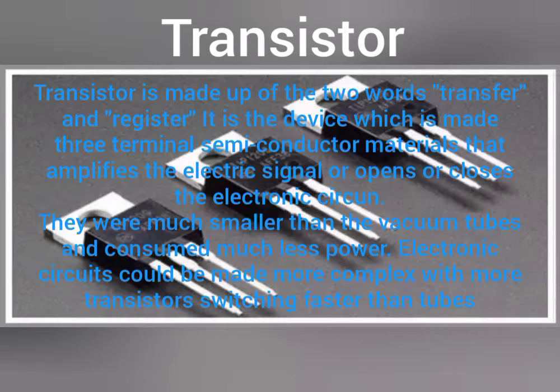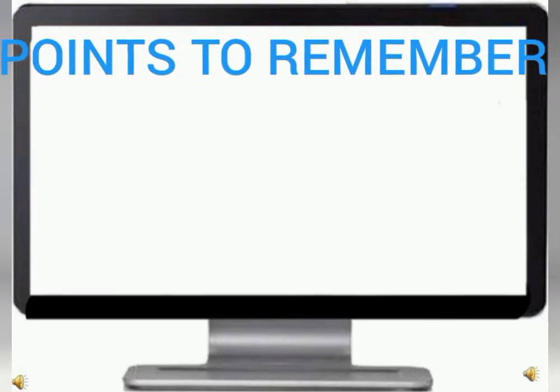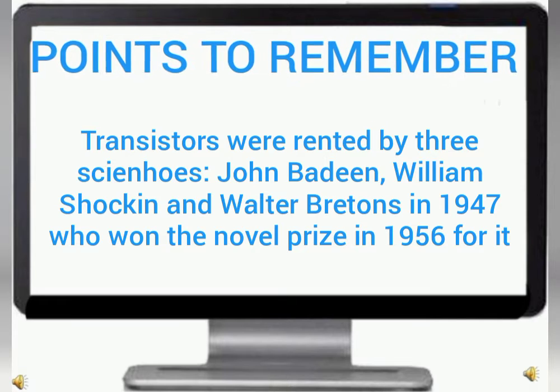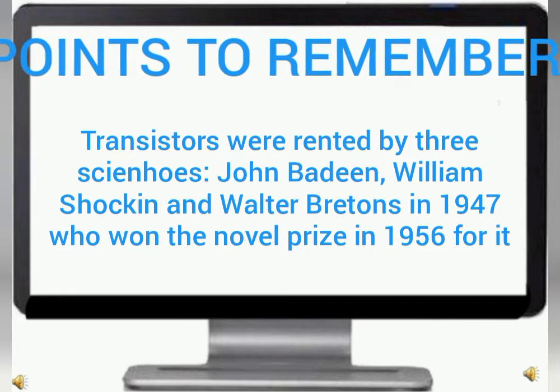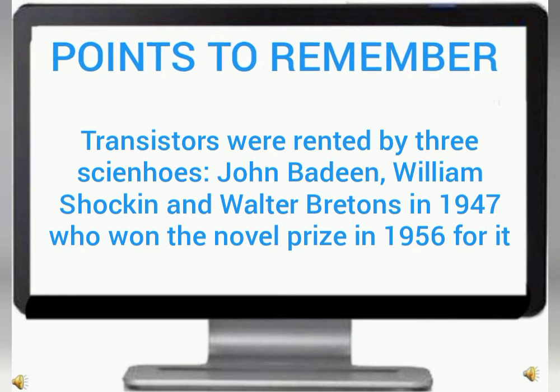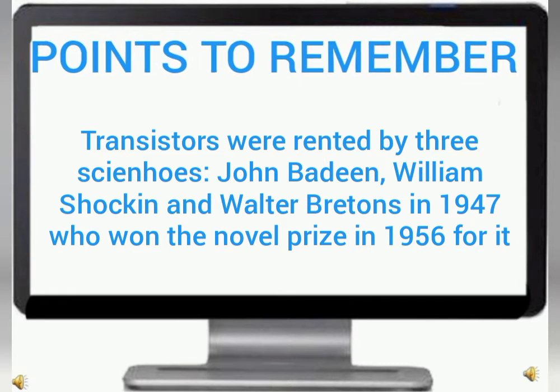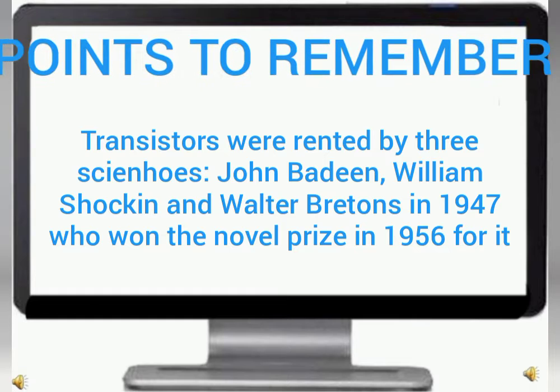They were much smaller than the vacuum tubes and consumed much less power. Electronic circuits could be made more complex with more transistors switching faster than tubes. Points to remember. Transistors were invented by three scientists, John Bardeen, William Shockley and Walter Brattain in 1947, who won the Nobel Prize in 1956 for it.